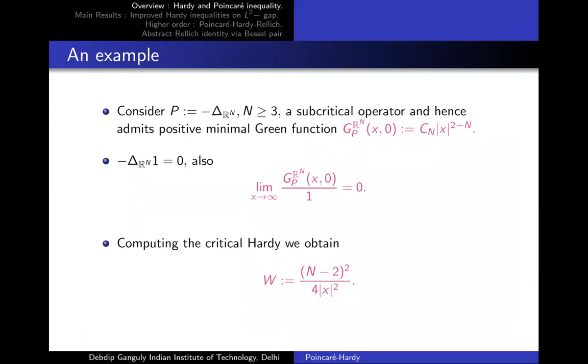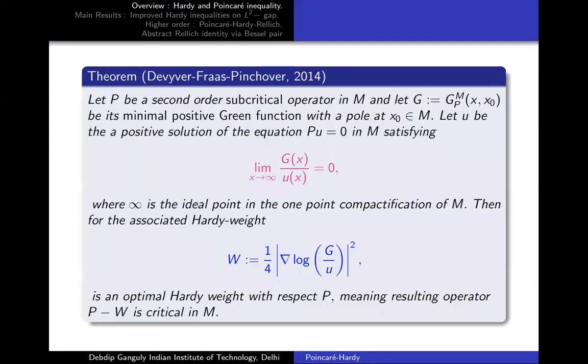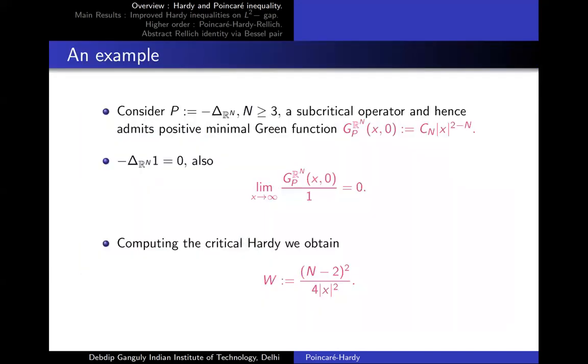Okay. Now let me come to what happens in the hyperbolic space. This is an interesting part because here it gives you a Hardy weight, but you cannot classify all the Hardy weights. That's another important point. For a given operator P, there is an optimal Hardy weight, but this does not guarantee that all Hardy weights will be of this form. Now this will come into play in this manifold case.